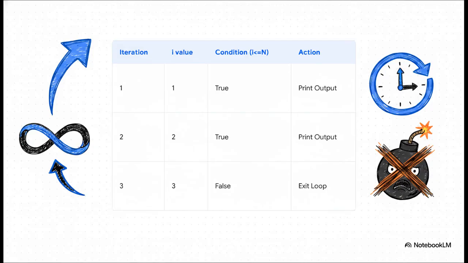Let's actually do a dry run of a basic loop right now. We track our iteration, the values of our counter i, our condition i is less than or equal to n, and the action. On iteration 1, i is 1, the condition is true, so we print. But here's the massive catch. We absolutely must update i to 2 for the next round. If we forget to update that counter, well, congratulations, you've just built an infinite loop and crashed your program. This is why you should always track your variables on paper to stay safe.